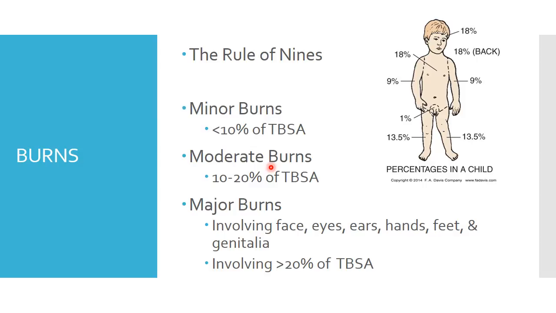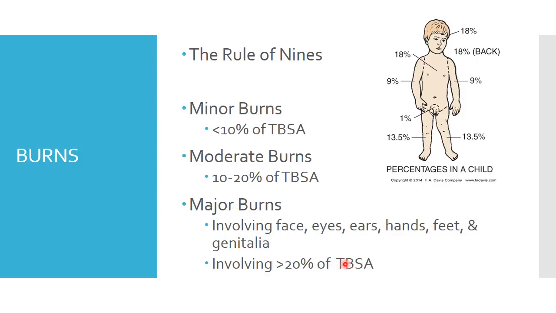So depending on the grading or the classification of the burns is going to be how they're treated. If it's a minor burn, which is less than 10% of the total body surface area, they're going to be treated typically in an outpatient setting. If it's a moderate burn, which is 10 to 20% of TBSA, they're going to be treated in a hospital, more than likely in an ICU setting where they understand how to care for burns.